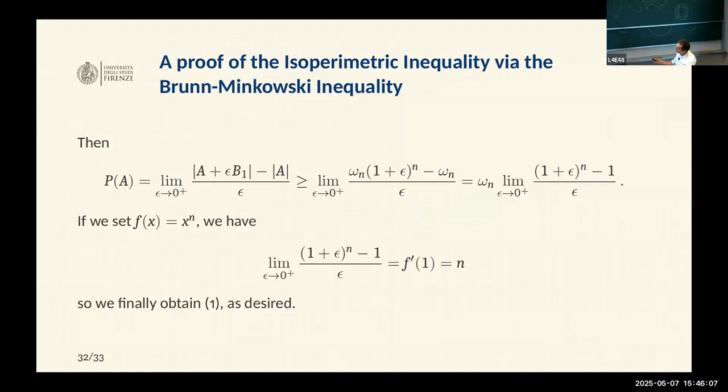Then you can factorize Wn. You have that the perimeter is greater or equal than omega n times the limit as epsilon tends to 0 of (1 plus epsilon to power n minus 1) divided by epsilon. But if you look at this and remember the definition of derivative of a one-dimensional function, if you take the function f of x equal x to power n, this is precisely the definition of the derivative of f calculated at 1. This is very easy. It's just n. So what you get is that the perimeter is greater or equal than Wn times n, which is exactly what we wanted.